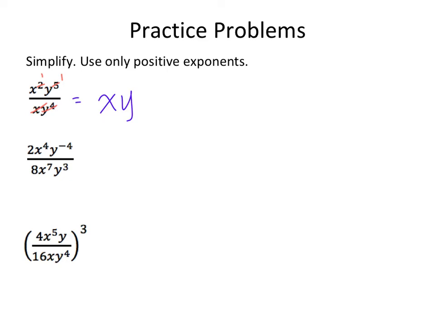Looking at this next one, I notice that there's a negative exponent there. A good first step is to move any negative exponents so that they become positive, so you don't have to be working with adding or subtracting negative values, which I personally don't like to do. So what I want to do first is just rewrite this with only positive exponents. We have 2 x raised to 4 over 8 x raised to 7 y raised to 3, and now I have that y raised to 4 in the bottom.